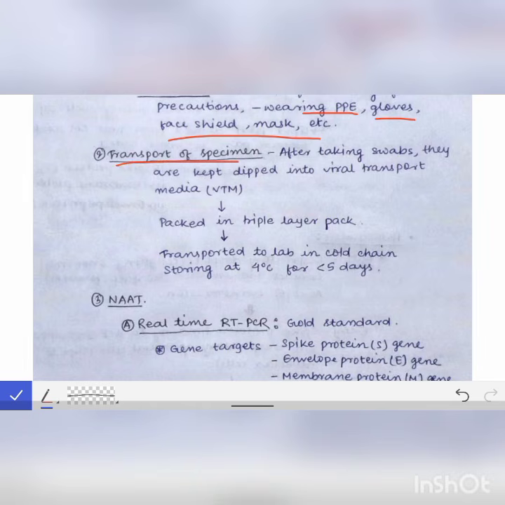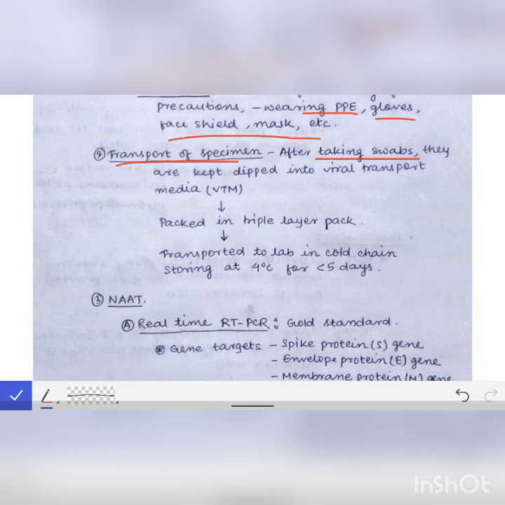Now, transport of the specimen also plays a very important role in lab diagnosis, because transport in an unfavorable condition may lead to negative results that may be harmful for the society. So transport of a specimen is also very important. So how do we transport?